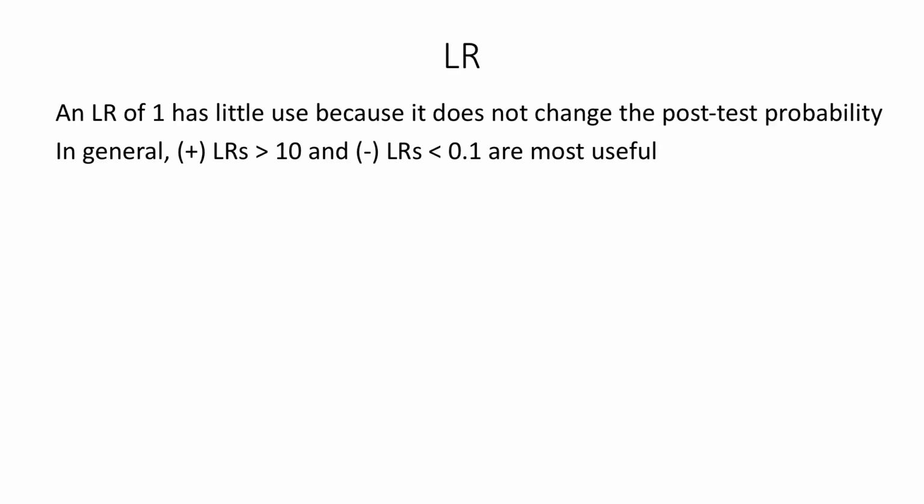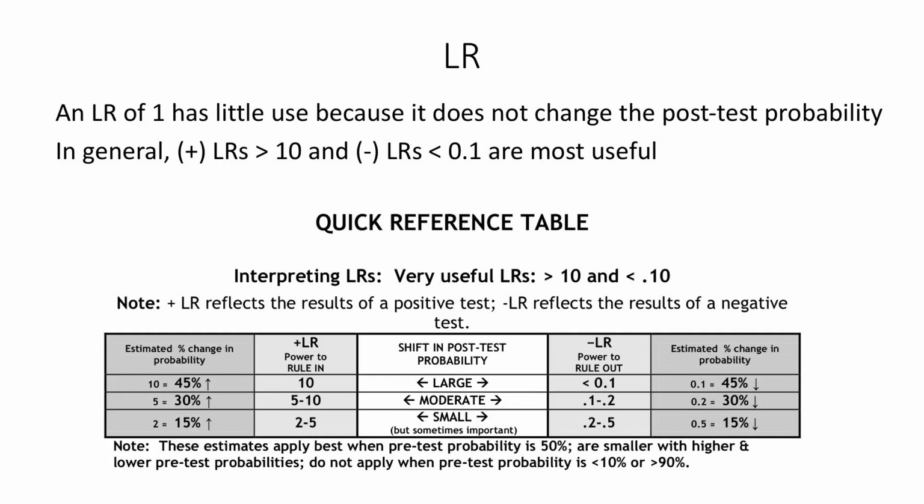Let's examine the likelihood ratio a little more closely. A likelihood ratio of 1 has little use because it doesn't change the post-test probability. In general, positive likelihood ratios greater than 10 and negative likelihood ratios of less than 0.1 are most useful to you clinically. You can use this quick reference table as a guide.